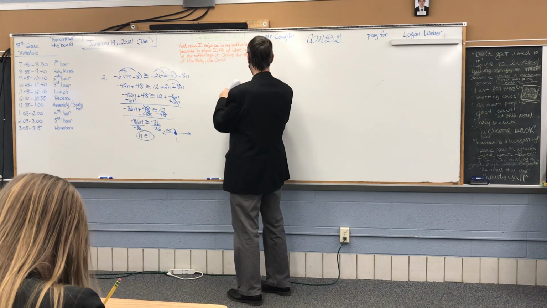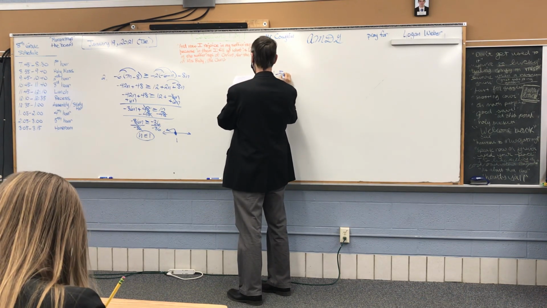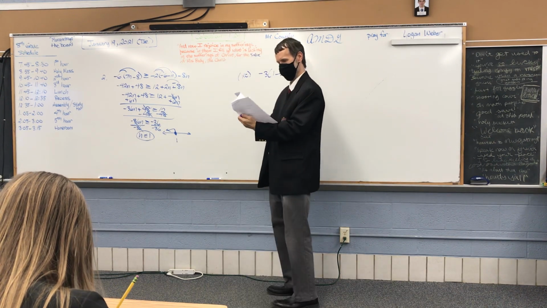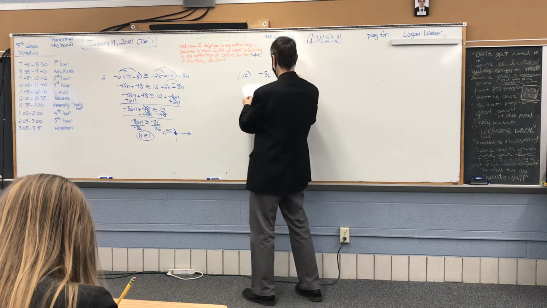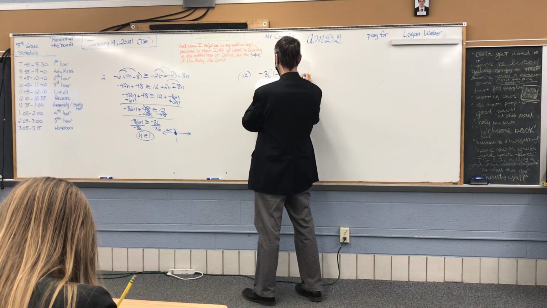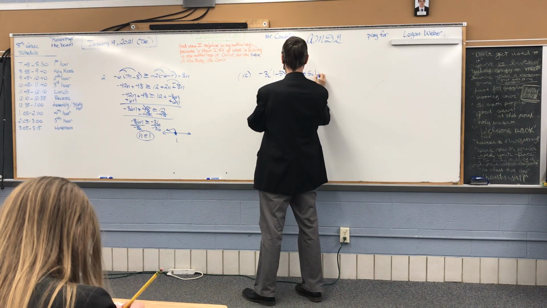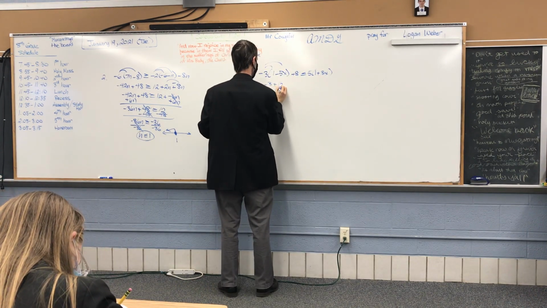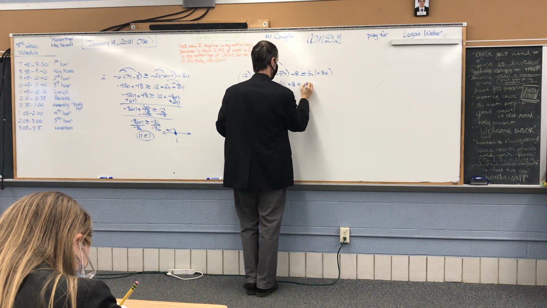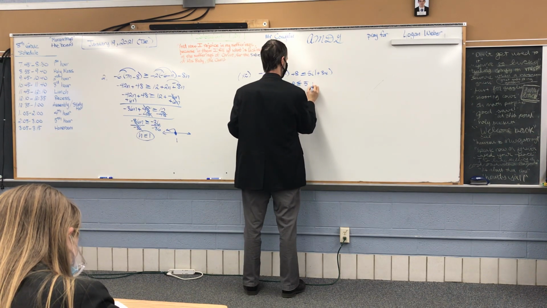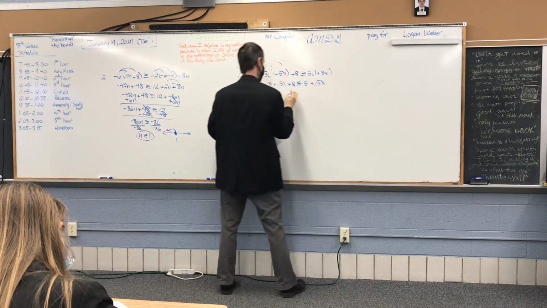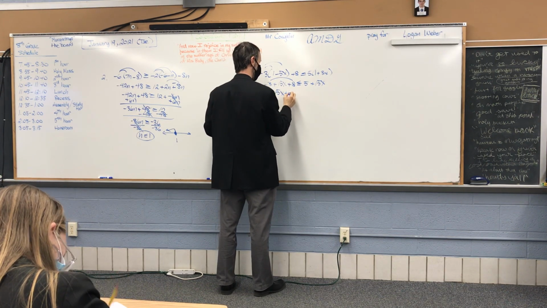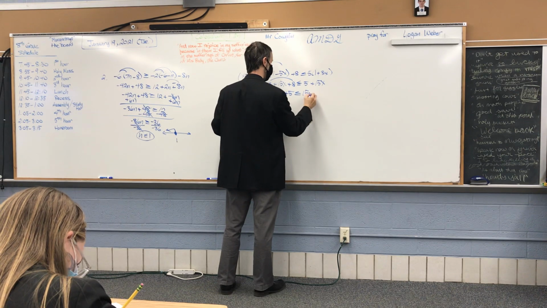-3(1 minus 5x). This is extra card number 1. Is that the only extra card? No, there are 2 of them. Plus 8, less than or equal to 5(1 plus 3x). So I'm going to distribute: -3 plus 15x plus 8, less than or equal to 5 plus 15x. Now I'm going to combine these, and I get 15x plus 5 less than or equal to 15x plus 5.